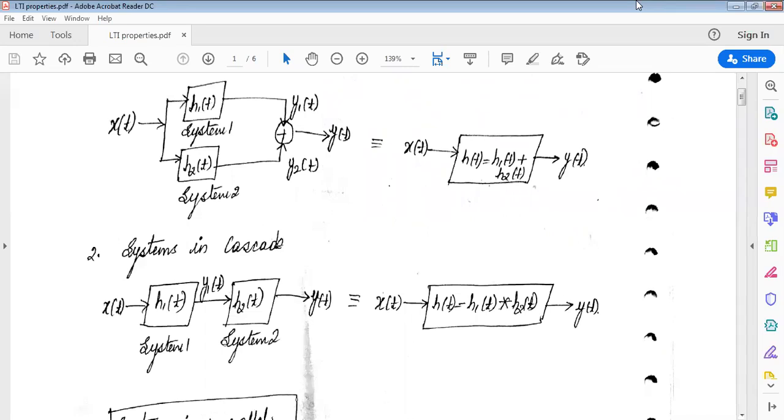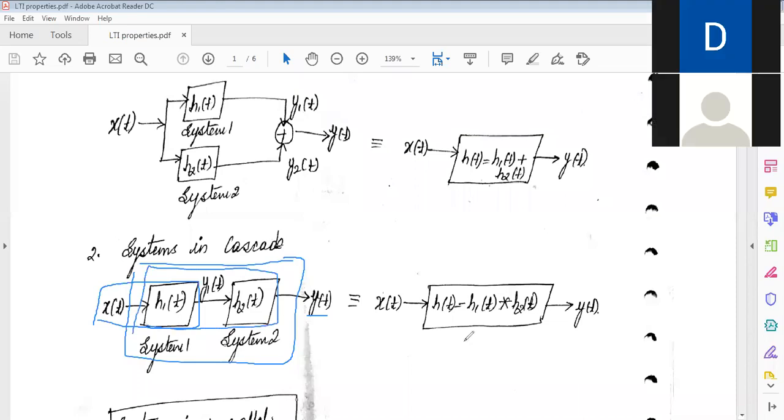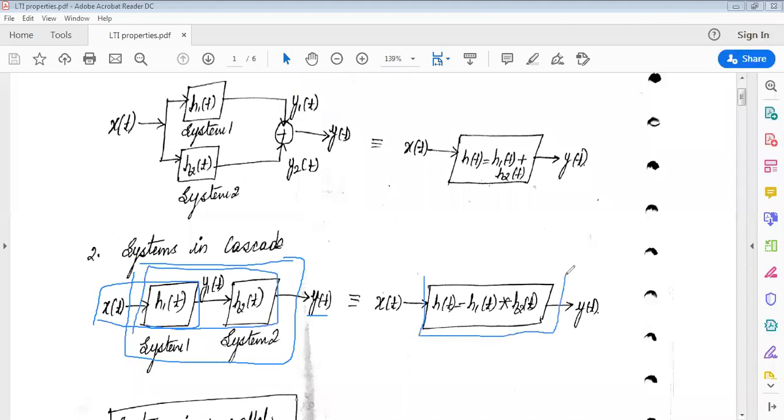Similarly, this is the systems connected in cascade. The input is given to the first LTI system with impulse response h1 of t, and the convolution of x of t and h1 of t is provided as input to the second system. You get the output. So when two LTI systems are connected in cascade, the impulse responses can be convolved to get the overall impulse response of the system. This is what you have to understand.